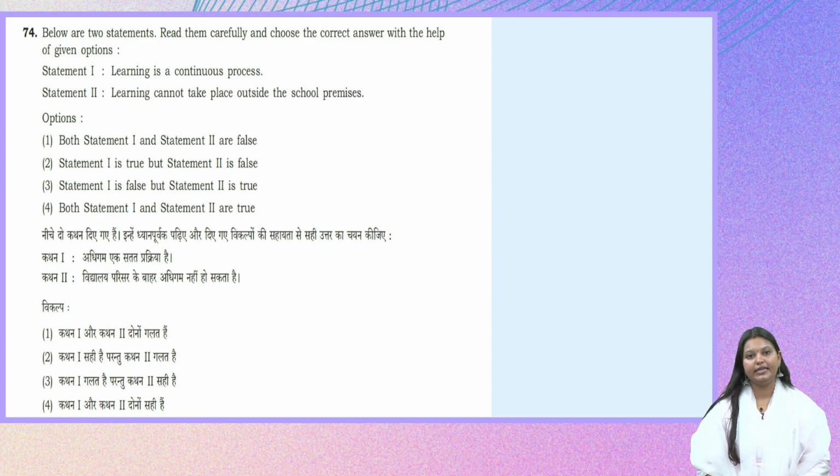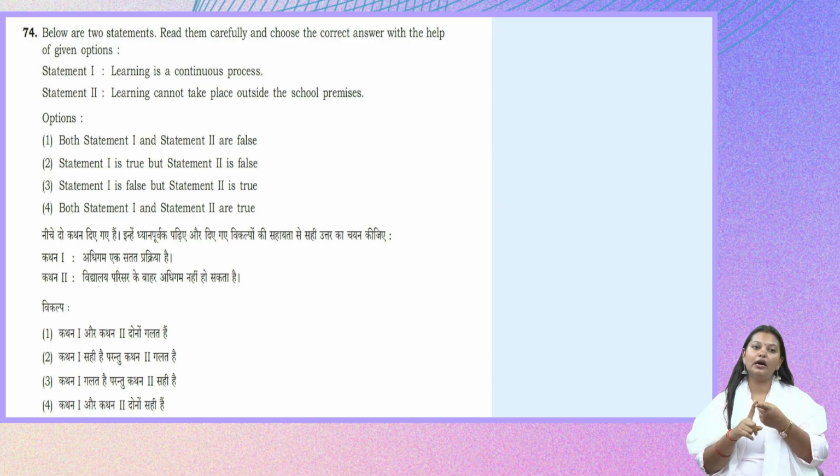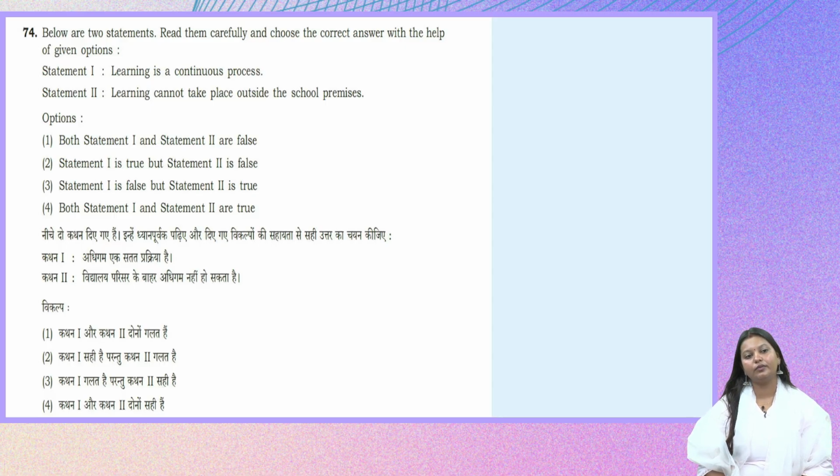Below are two statements. Read them carefully and choose the correct answer with the help of given options. Statement 1. Learning is a continuous process. Statement 2. Learning cannot take place outside the school premises. So we know that learning is an ongoing process, it is a continuous process. It starts from the very birth itself, and we keep learning until our last breath.